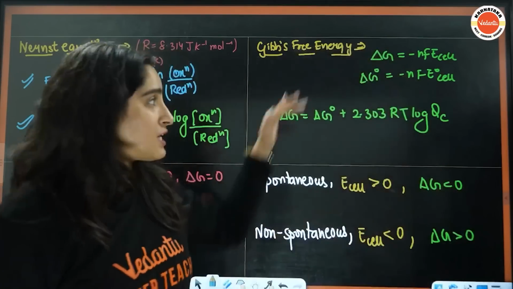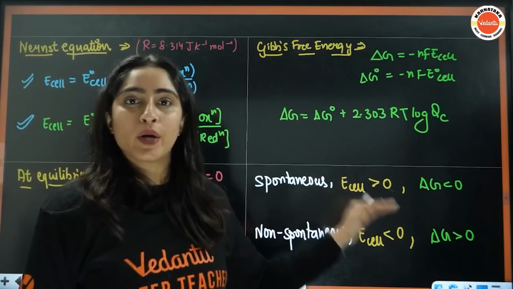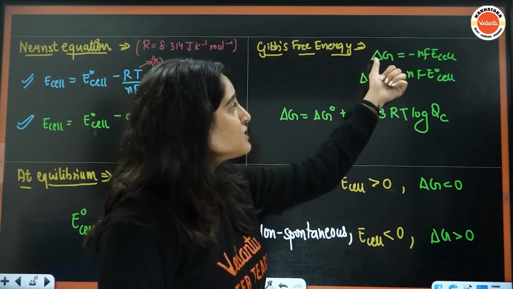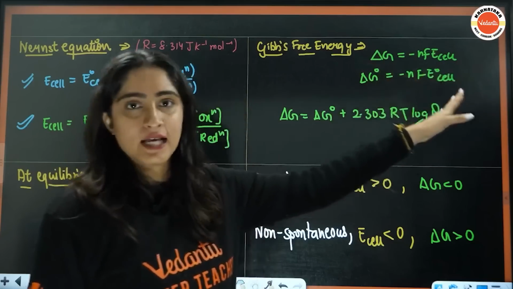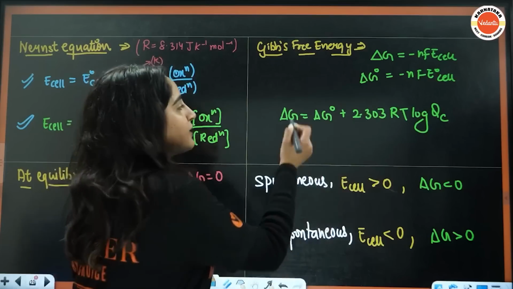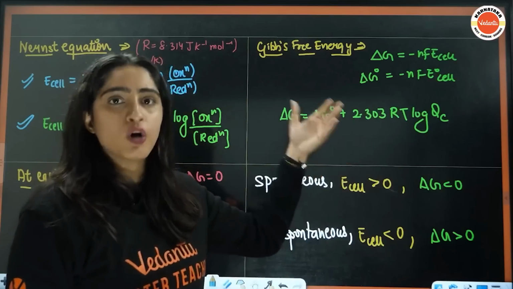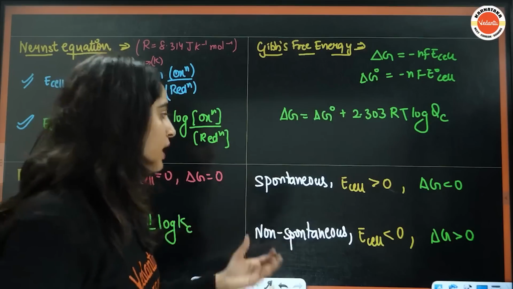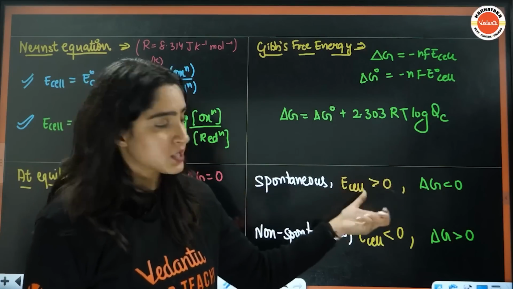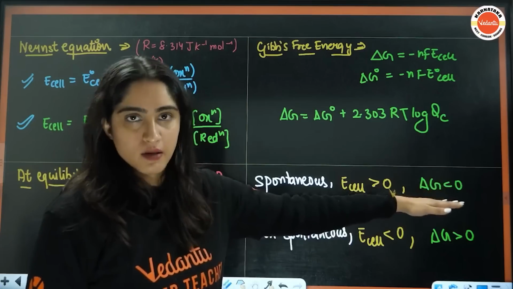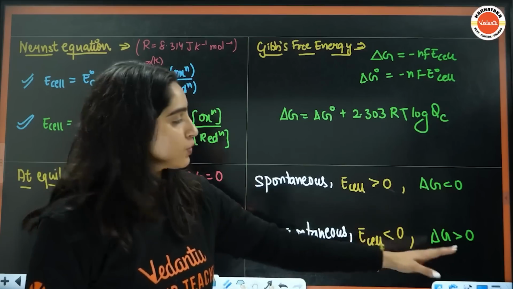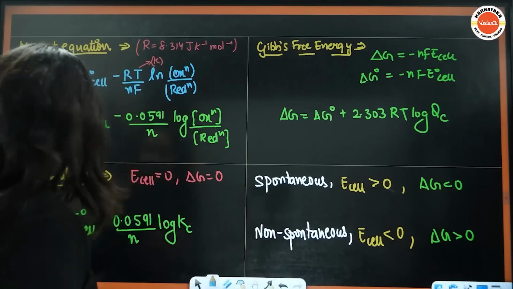Now this whole chart is very important. Questions are asked from this. Next we have Gibbs free energy, that is related as delta G equals minus nF E cell, where F is 1 Faraday, that is 96500, and this is the relation between delta G and delta G naught. Naught means the standard conditions. Here a spontaneous reaction is where E cell is always positive, greater than 0, and delta G is negative, less than 0. For non-spontaneous, E cell is less than 0 and delta G is positive, greater than 0.